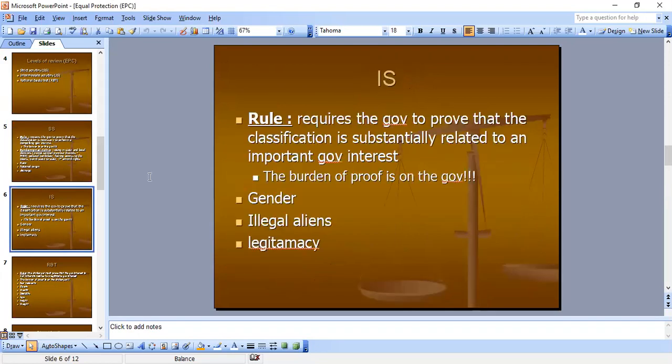Go to intermediate scrutiny, which requires the government to prove that the classification is substantially related to an important government interest. These are the key words for intermediate scrutiny. Every time you see the word important, think of IS, intermediate scrutiny. You know the burden is still on the government here. This rule applies to gender, illegal aliens, legitimacy. Those are just some of them that I've seen. Gender, illegal aliens, legitimacy would be intermediate scrutiny. Now let's go to our last one, which is the rational basis test.